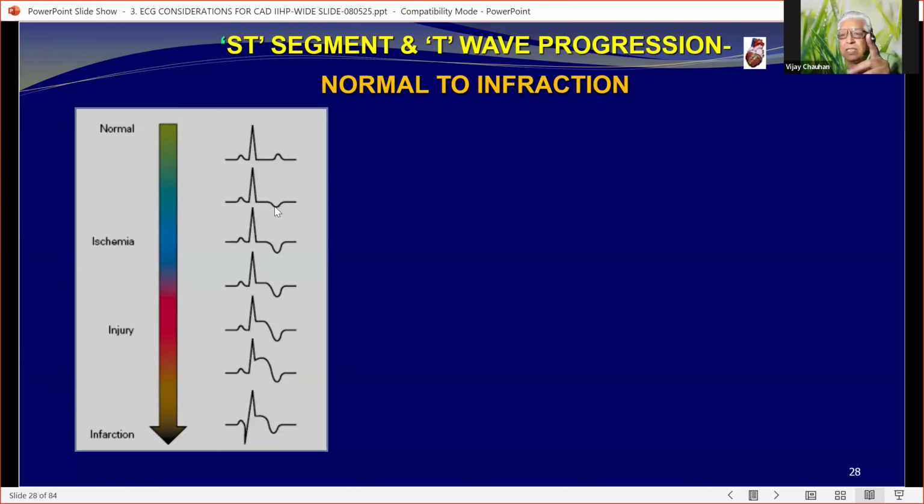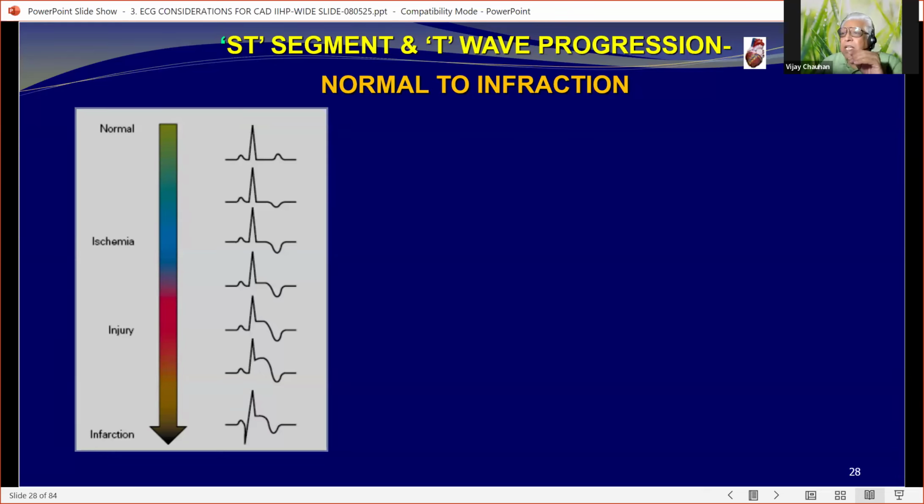So it shows the T wave inversion. And then again ischemia becomes prolonged. You can say T wave again gone down. And then ischemia is further prolonged. T wave is inverted. ST segment, this is the ST segment which is elevating. ST segment elevation is injury.